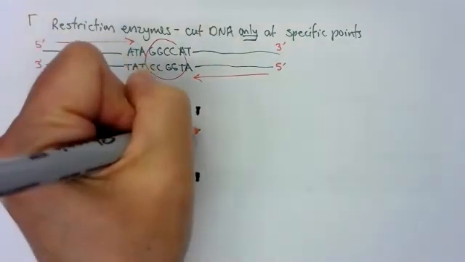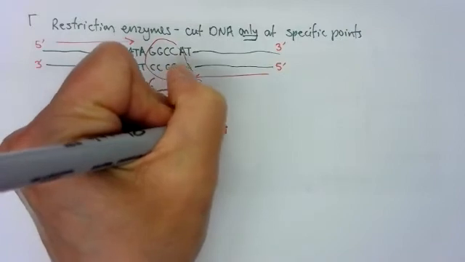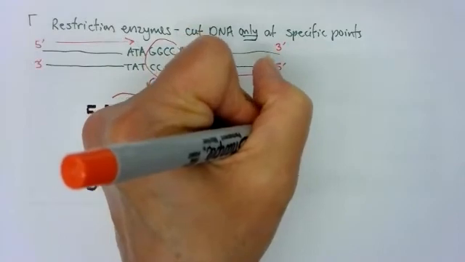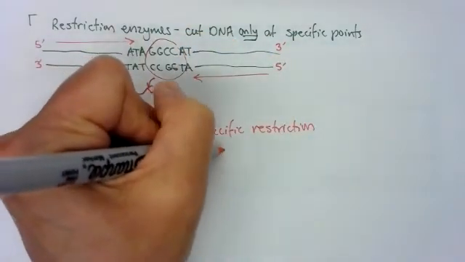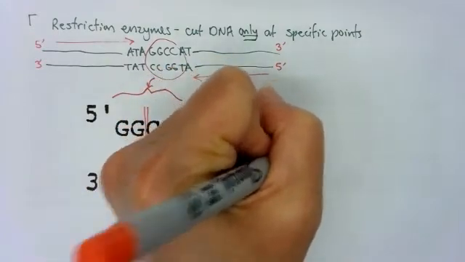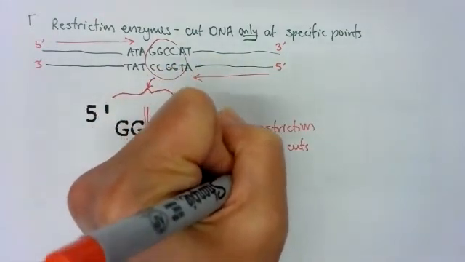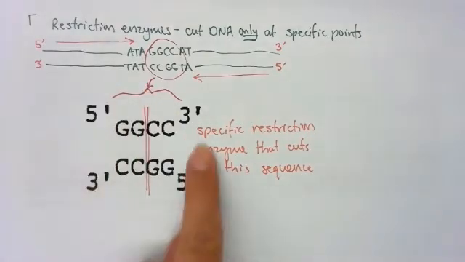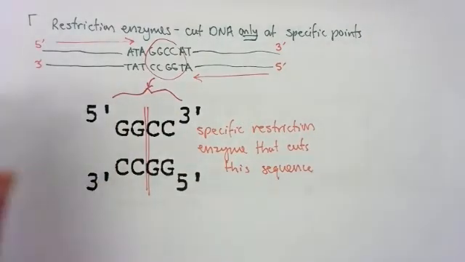So there is a specific restriction enzyme that cuts the sequence. And there's more than one restriction enzyme. Actually, we've got lots and lots of them, but each one has its own specific pattern it'll cut. So everywhere in the DNA that there's a GGCC, CCGG, this restriction enzyme will cut, and that's how we get our fragments. So let's go back to our other sheet.